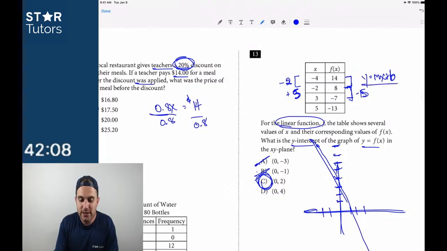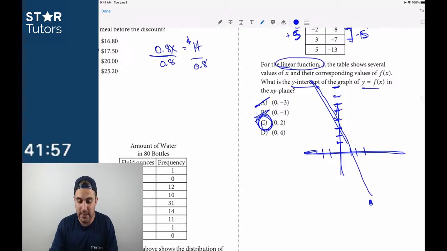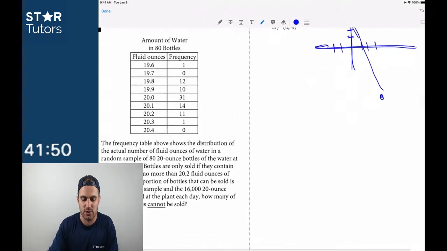So I knew it was a linear function, so I just graphed roughly 2 points, and immediately I could eliminate 2 answers. And then I started to see what was going on, and I realized that it was going down. It was a -3 slope, meaning that we would go over 1, down 3 from -2, 8, so we'd get to 0, 2.